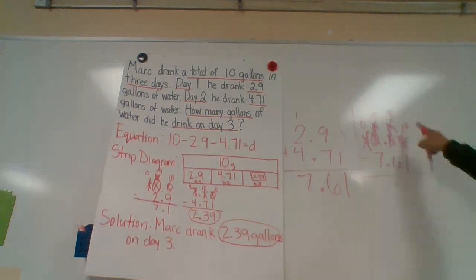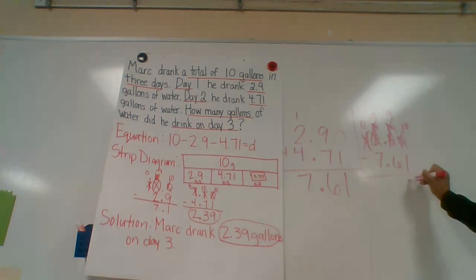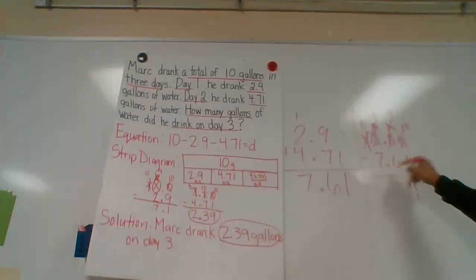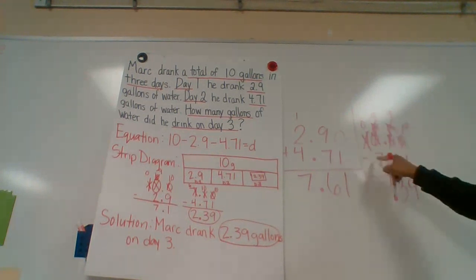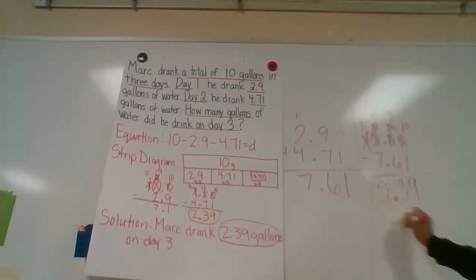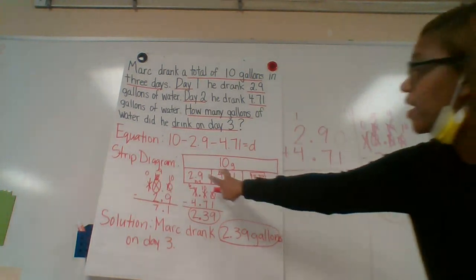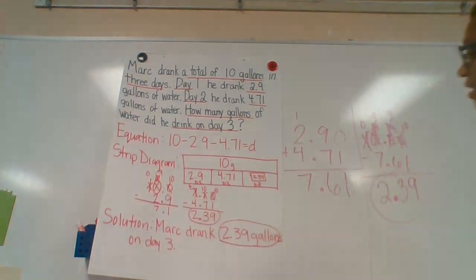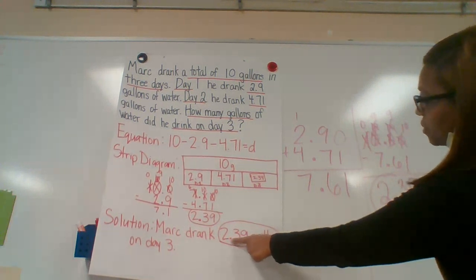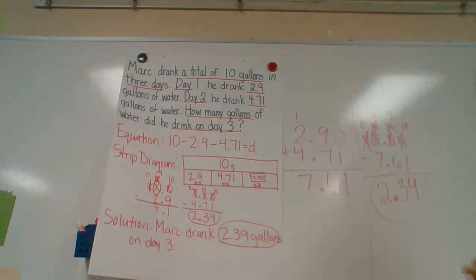Now I'm ready to subtract. 10 minus 1 gives me 9. 9 minus 6 gives me 3. Keep my decimal. 9 minus 7 gives me 2. So you can see how I can either add and subtract or double subtract, and I still get the same amount of 2 and 39/100.